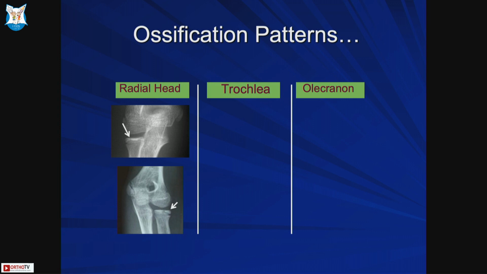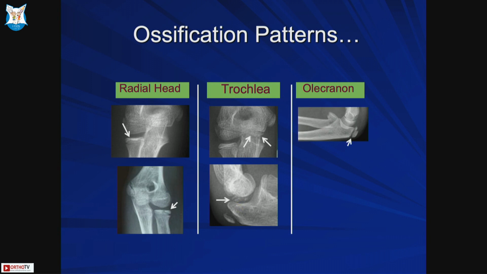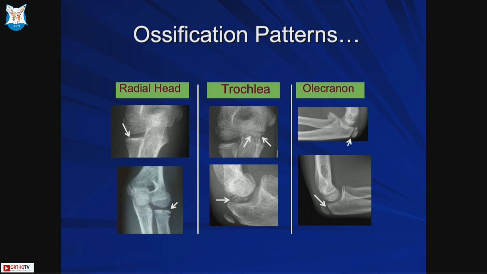Similarly, you have the radial head that gets ossified, and you may have small clefts within the epiphysis that may appear to be fractures, but actually it's just an ossification pattern. We already saw trochlea. We have similar examples for olecranon. This is more common around the elbow, so sometimes if it's confusing, it may be better to get a contralateral x-ray so that you know what is normal, what is not.